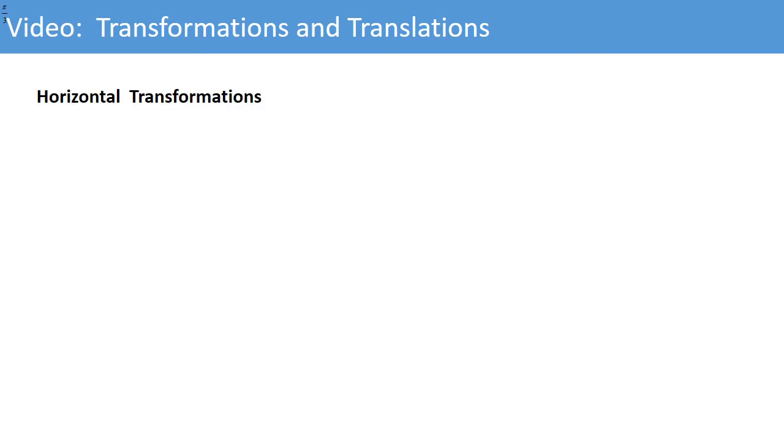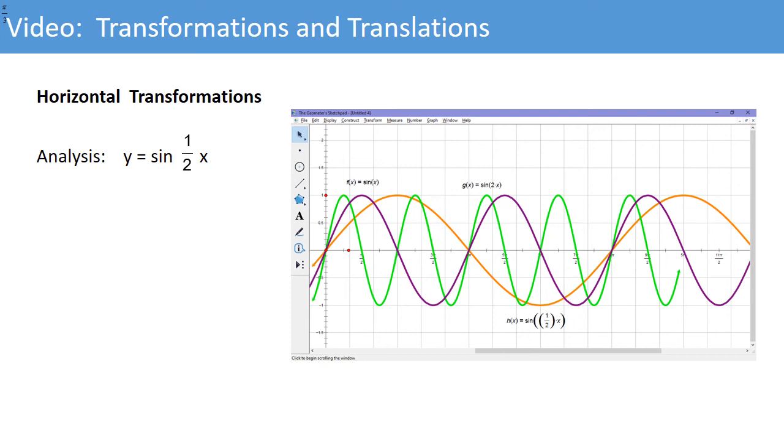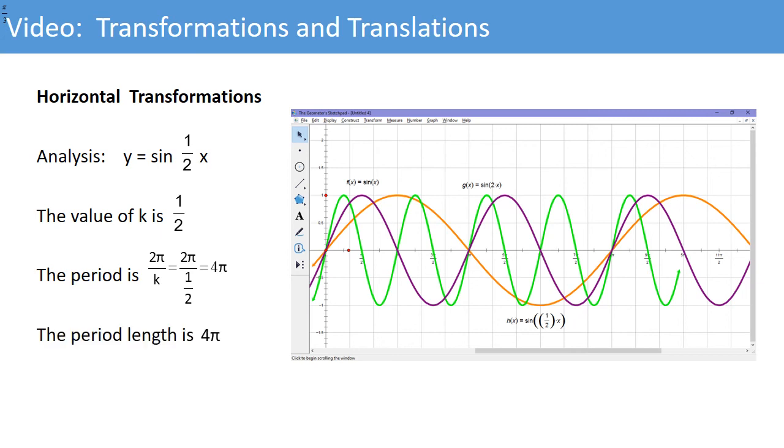Horizontal transformations. Y equals sine 1/2 x. This is shown in the graph with the orange line. The value of k is 1/2. The period is 2 pi divided by k, which equals 2 pi divided by 1/2, which is 4 pi. The period length is 4 pi. This would result in a horizontal stretch by a factor of 2.